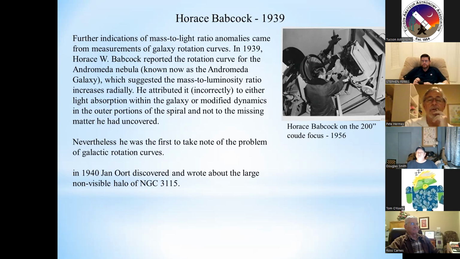Now, he attributed it incorrectly to light absorption within the galaxy, or, quote, modified dynamics, and not to the missing mass or dark matter. But what he did, importantly, was point out the problem with the rotation curve of the galaxy. There's something wrong with the way the stuff in the galaxy is moving. The following year, 1940, Jan Oort, our friend Oort again, wrote a similar paper about NGC 3115, which is another large edge-on galaxy. And he looked at the rotation curve as a function of radial distance from the center and came up with a similar conclusion.